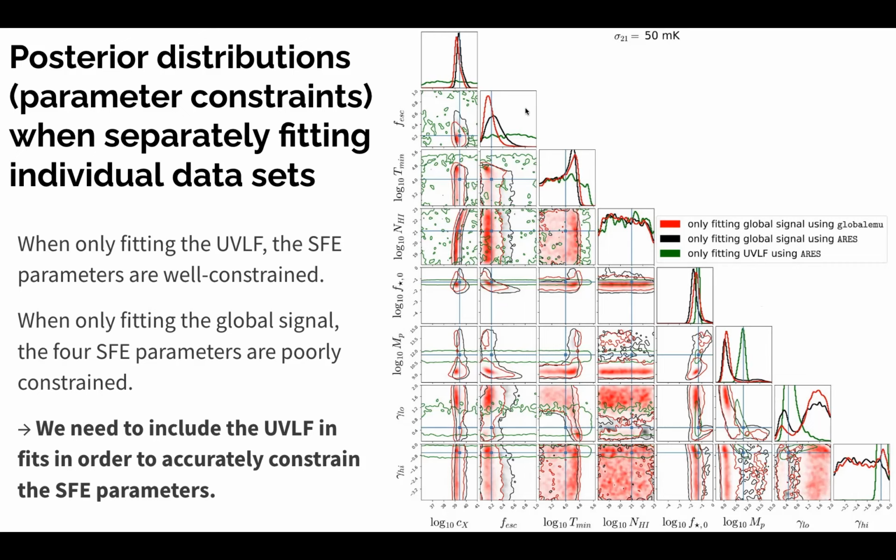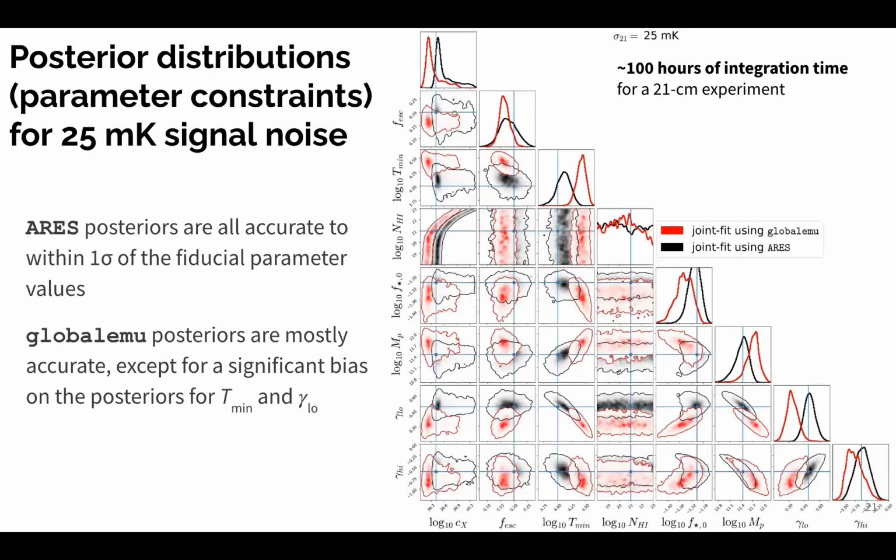And then when we look at the red and black distributions, we again see that global EMU does a pretty good job at emulating Aries when only fitting the global signal. But we see that these star formation efficiency parameters are rather unconstrained when only fitting the global signal. So from this, we see that we really need to combine the UVLF with the global signal in order to accurately constrain the star formation efficiency parameters in particular, and to obtain the constraints that we looked at here.